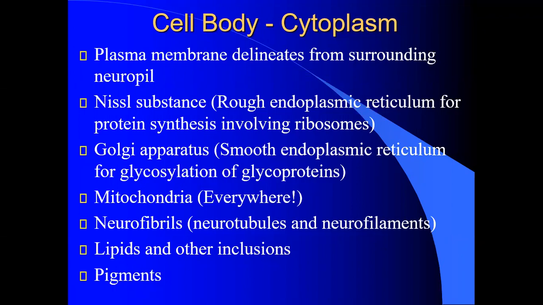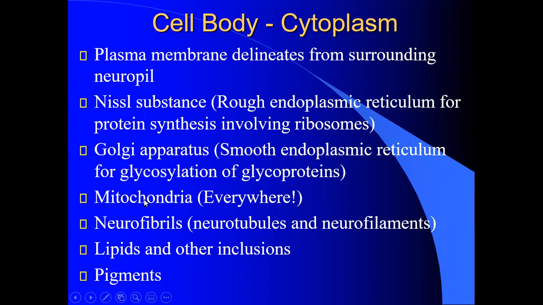There's a lot going on at the EM level in the cytoplasm, or depending on the particular counterstain, histologic stain that you might use. You have the plasma membrane, of course, which delineates the neuron. Back to the Bodian hypothesis, it's an individual cell, not a network. You have this Nissl substance we've been talking about. You have then the Golgi apparatus, which is smooth ER, specifically for the purpose of glycosylating glycoproteins. Mitochondria are everywhere, everywhere.